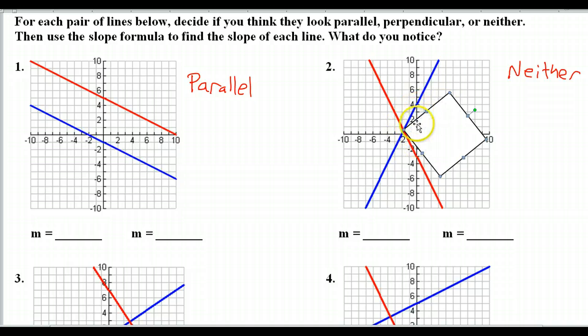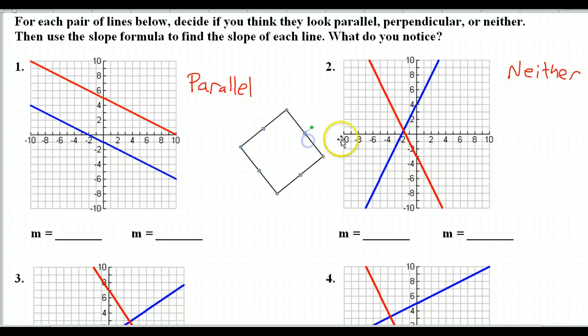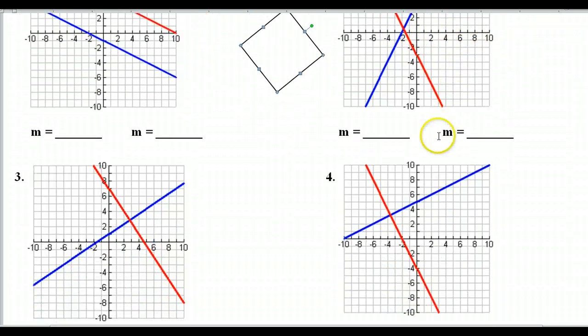As you can see, I have extra space above and below, so this is much wider than 90 degrees, so there's no way that that is perpendicular. Okay, so that's going to be neither. What about number 3? Parallel, perpendicular, or neither? Yeah, that's looking perpendicular to me.